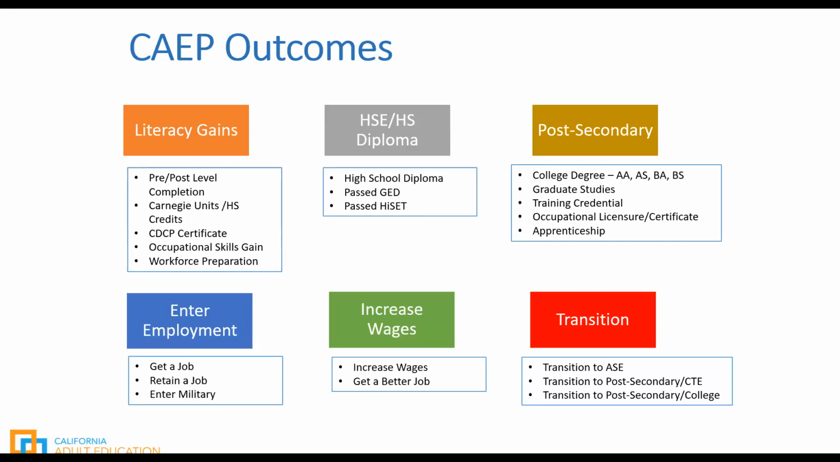Then you have enter employment, which we all know is get a job. Those are very important options to select under your entry and update form: retain job, and enter military. Increase wages and get a better job, and then transition, which is basically transition to ASC and post-secondary CTE and post-secondary college.